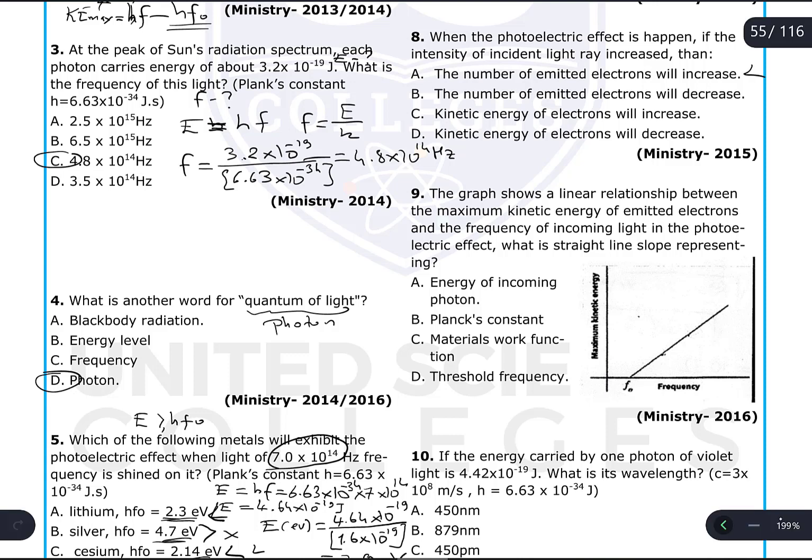So why? Increasing intensity means a greater number of photons in the light. Each photon goes to one electron. If a greater number of photons goes to greater electrons, a greater number of photoelectrons will be ejected. So the number of emitted electrons will increase. Correct. The number of emitted electrons will decrease: not correct. The kinetic energy of the electron will increase: the kinetic energy of each electron depends on the energy of the photon, not intensity, so this is not correct. Kinetic energy will decrease also is not correct. So A is the correct answer here.